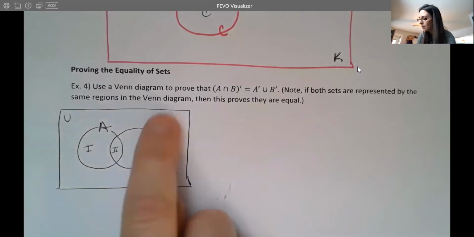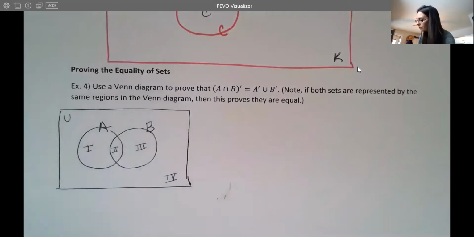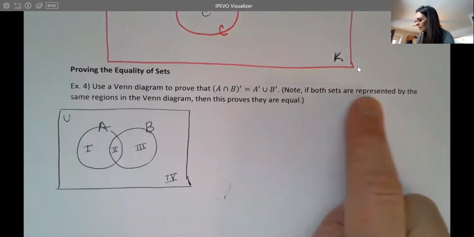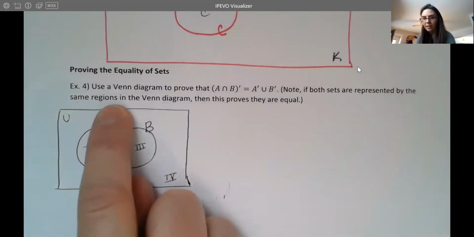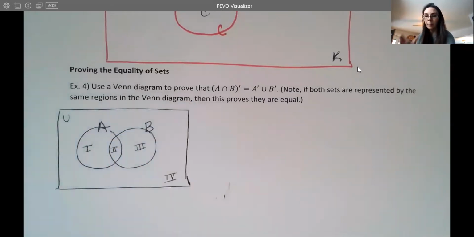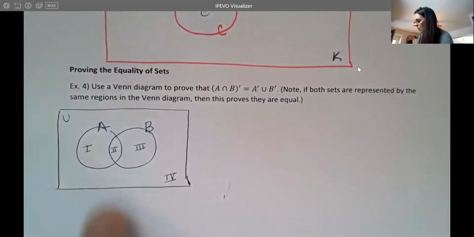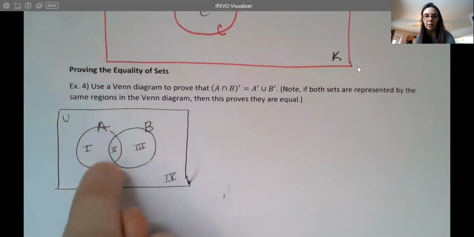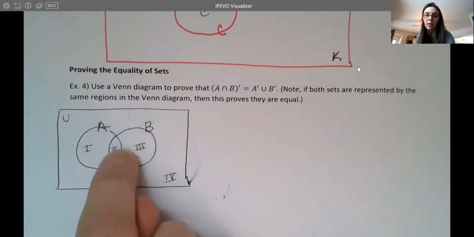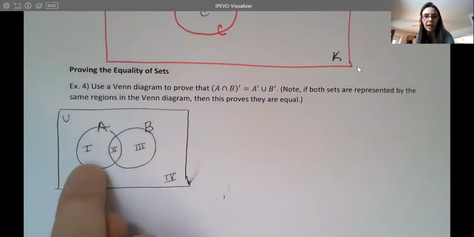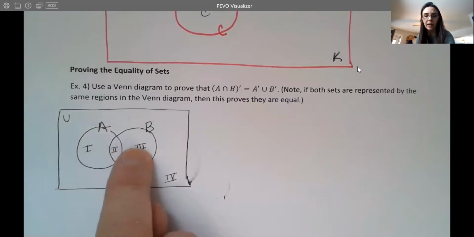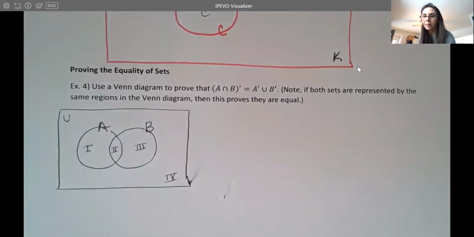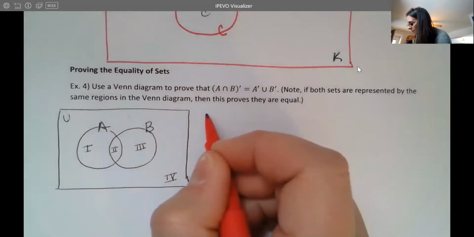So what I can do is use the Venn diagram to prove this. If both sets are represented by the same regions in the Venn diagram, then this proves that they are equal. So I have my general Venn diagram here with sets A, B. I'm assuming there's some overlap. And then I have parts 1, 2, 3, and 4, all labeled to make it easier to work with. So I'm going to start on the left side.